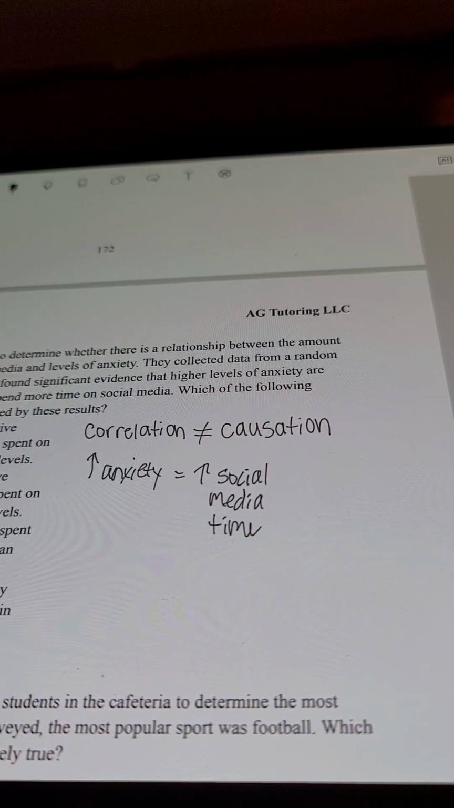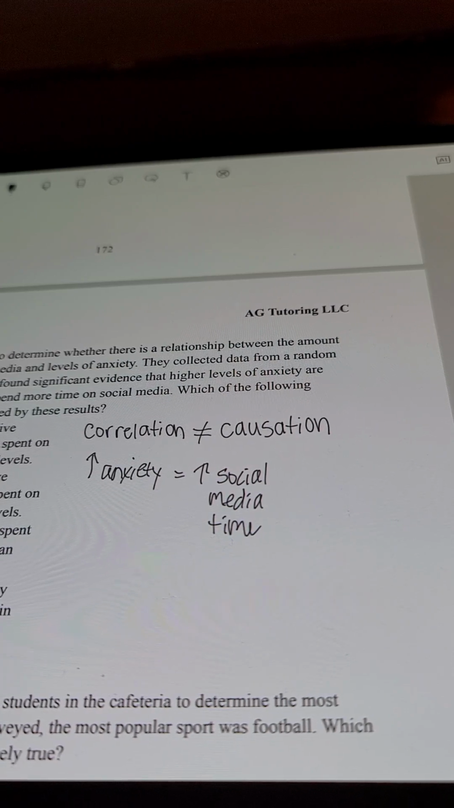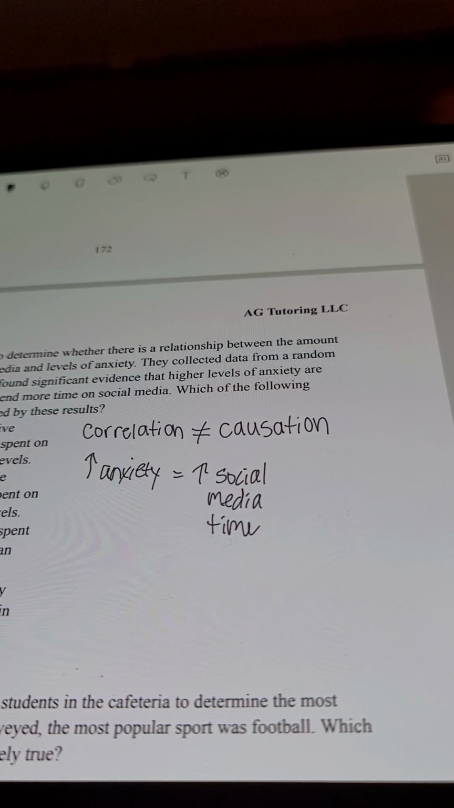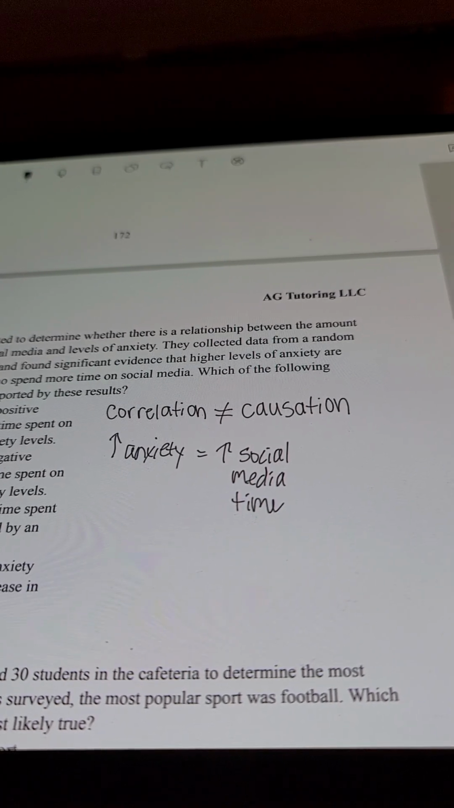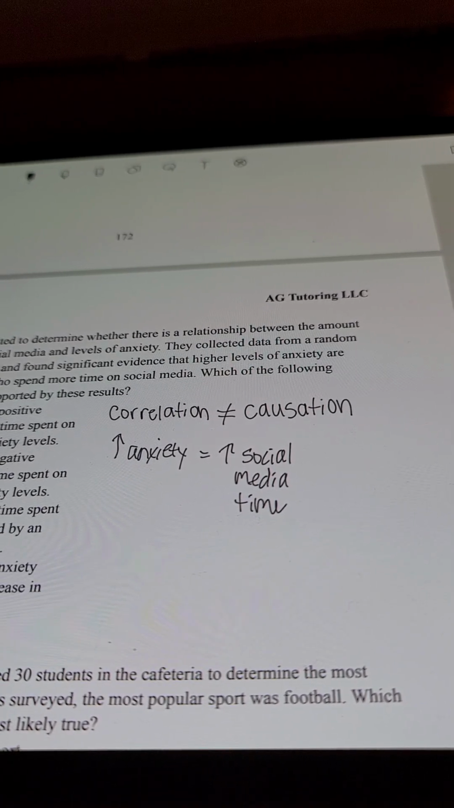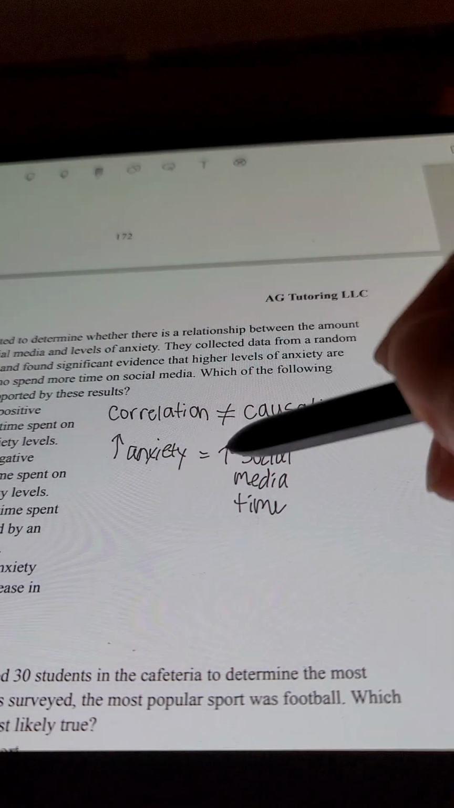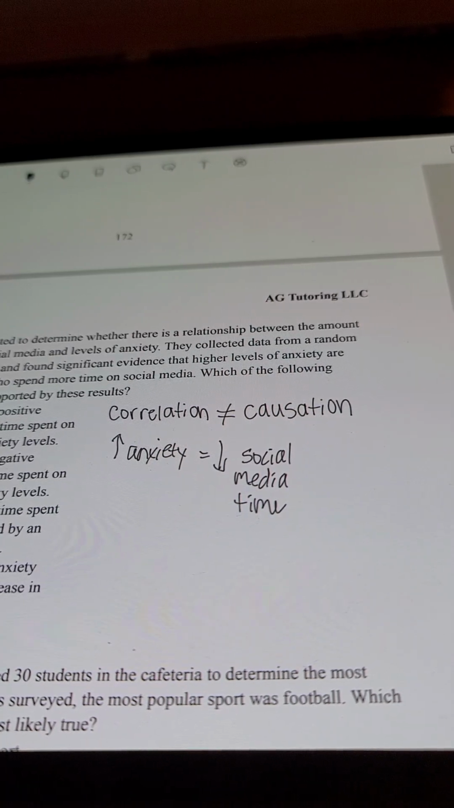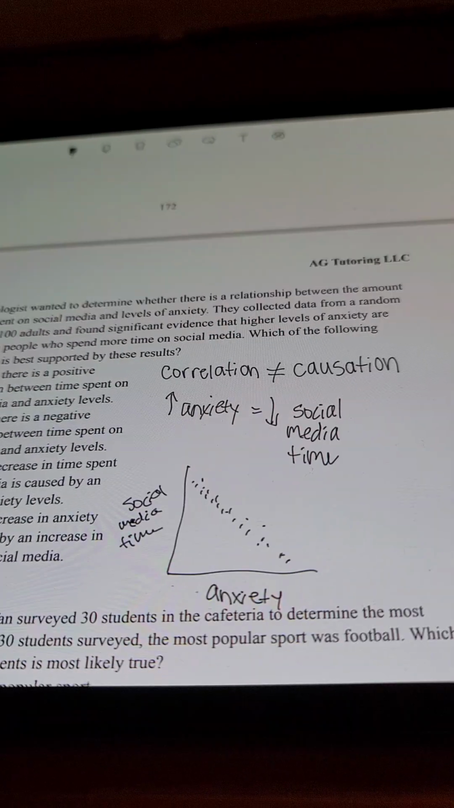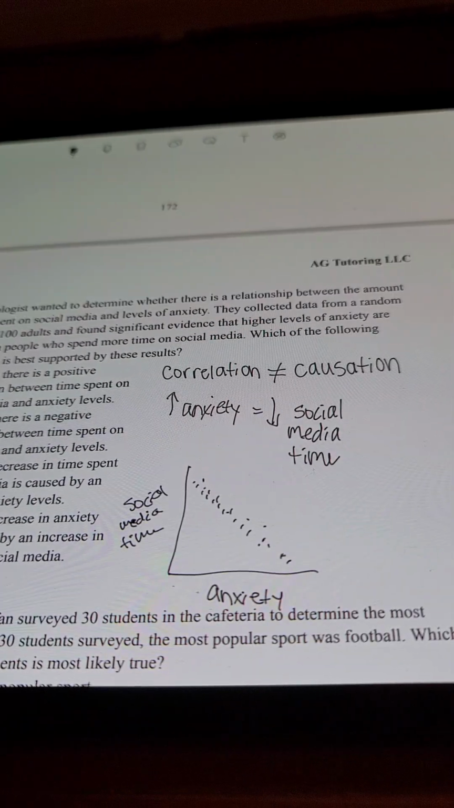Now, really quickly, because I know people are going to have this question, what is negative correlation? Well, negative correlation would be like, say that as anxiety increased, social media time decreased. So this would be negative correlation because they're doing the opposite of each other. So that would look like this if it was a strong negative correlation.